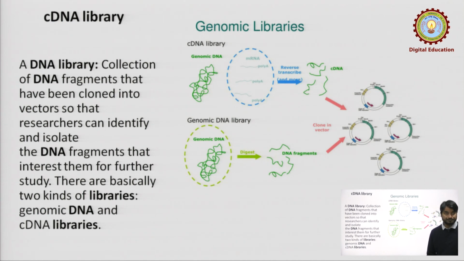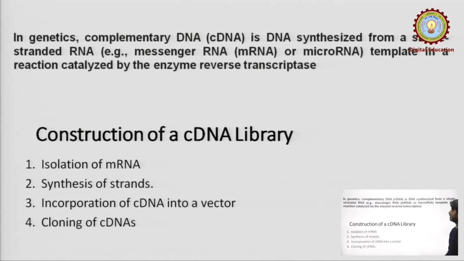So first of all, we have to isolate the RNA for making the cDNA. For the synthesis of complementary DNA, we have to isolate the messenger RNA template, and we have to utilize some enzymes to make the cDNA from that. So, these are the steps for the construction of a cDNA library.